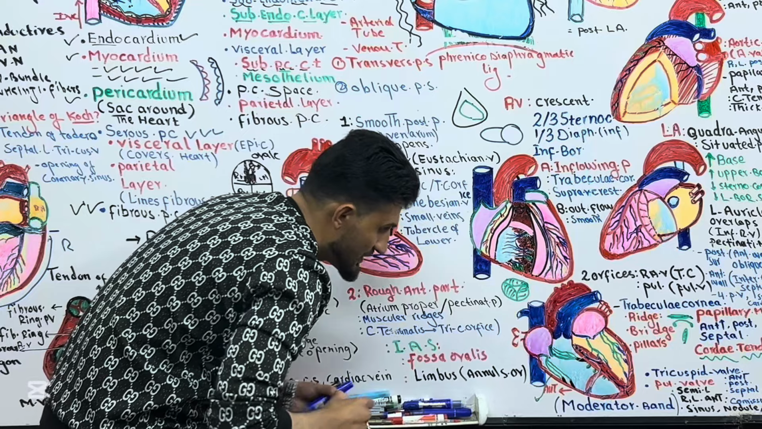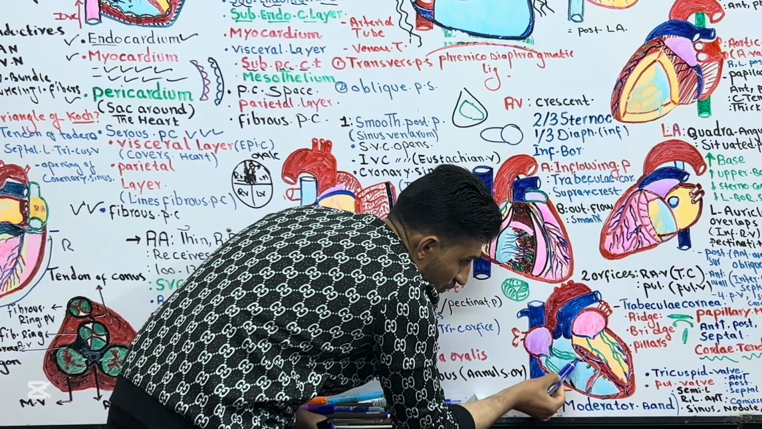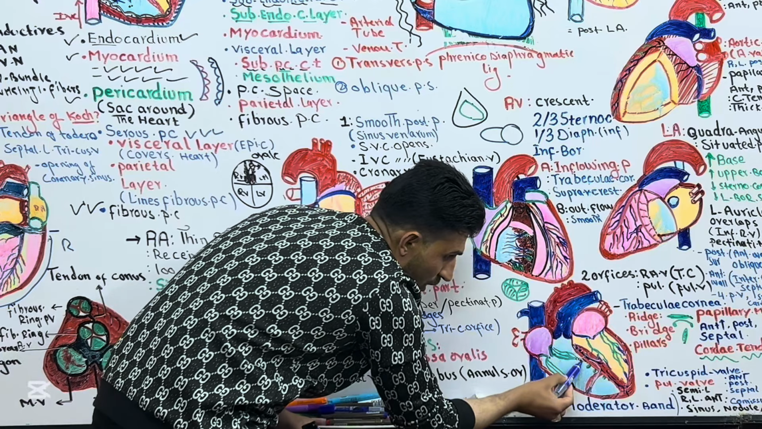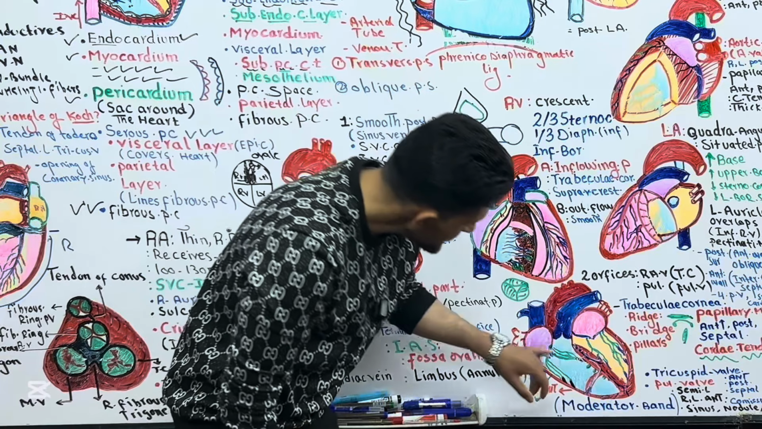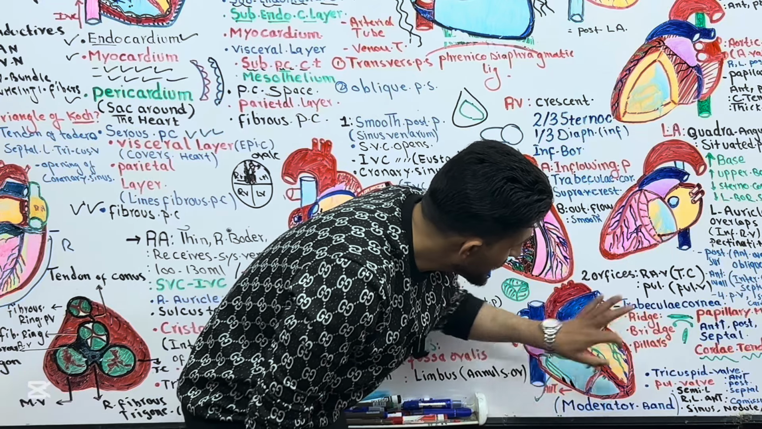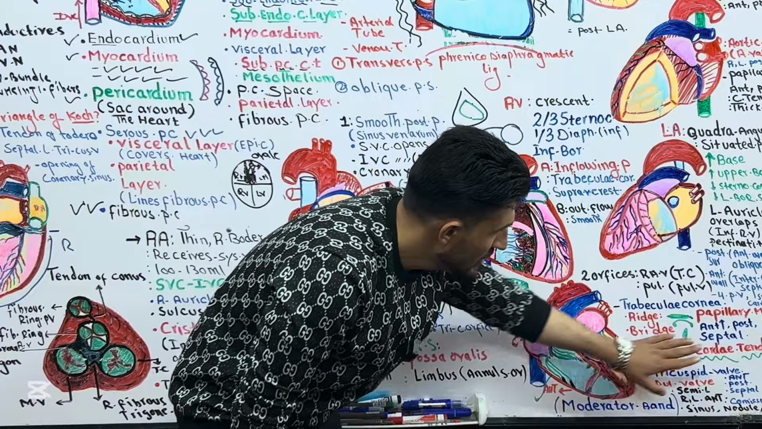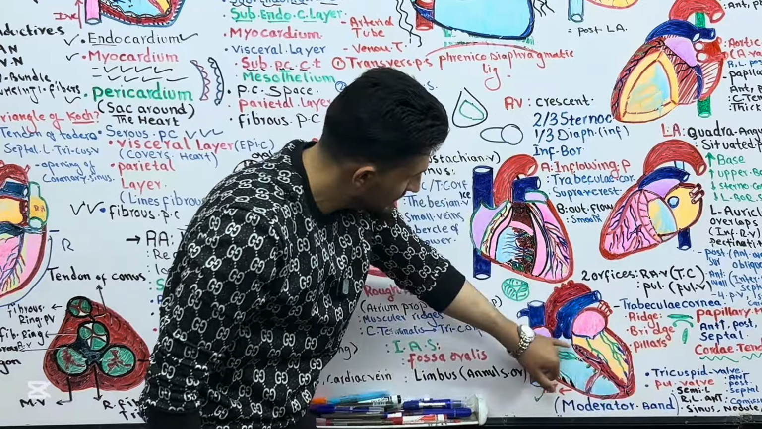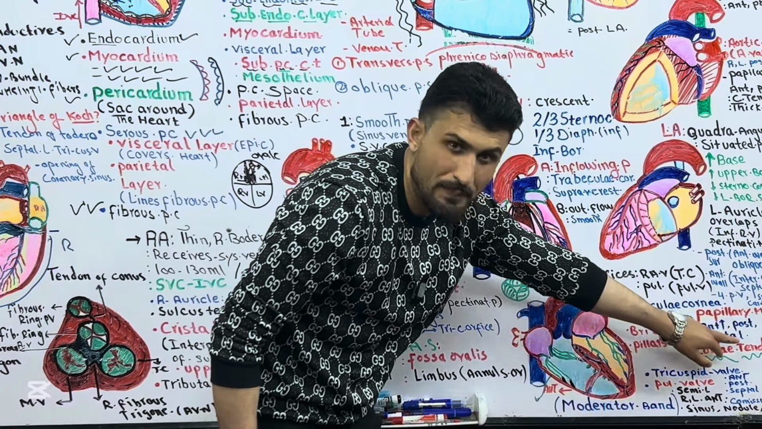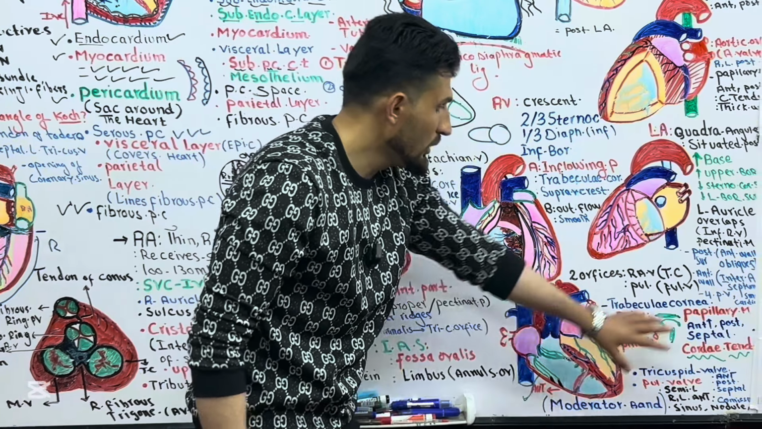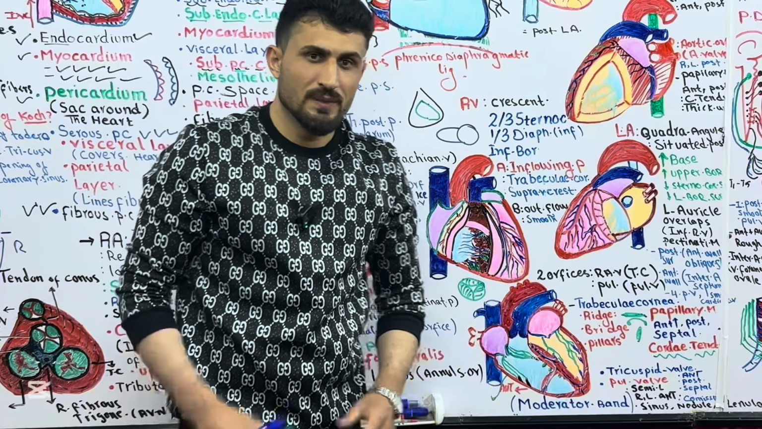Okay, and the chordae tendineae are connected here to a pillar-like structure which is called the papillary muscle. So here we have three papillary muscles: the anterior papillary muscle, the septal papillary muscle, and the posterior papillary muscle. And all of them are connected to this valve. It has an important function.